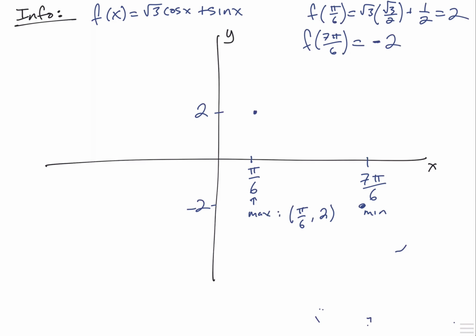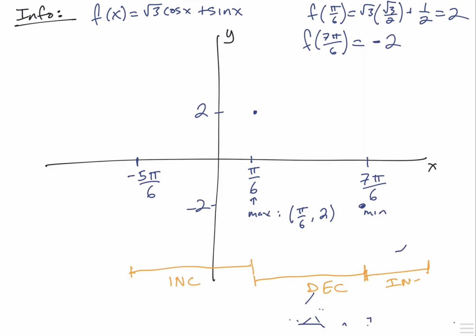Okay, and then what about left of pi over 6? Where's the next minimum to the left of pi over 6? -5 pi over 6, right? So then it would be about right here. Okay, so let's just keep it to that. From -5 pi over 6 to pi over 6, we said it's increasing, right? And then from pi over 6 to 7 pi over 6, it's decreasing. And then increasing after that. And then over here to the left, it was decreasing. Is that what we found? Good, right?